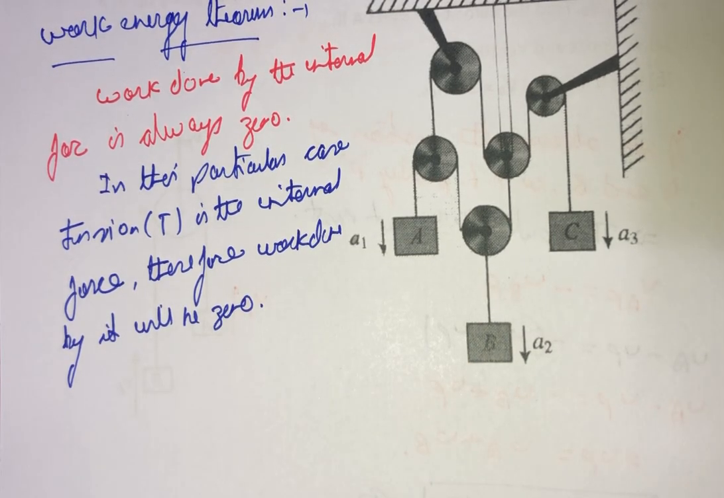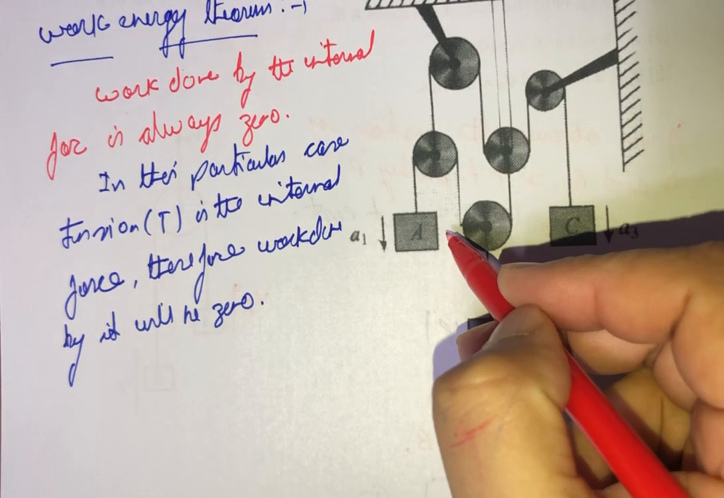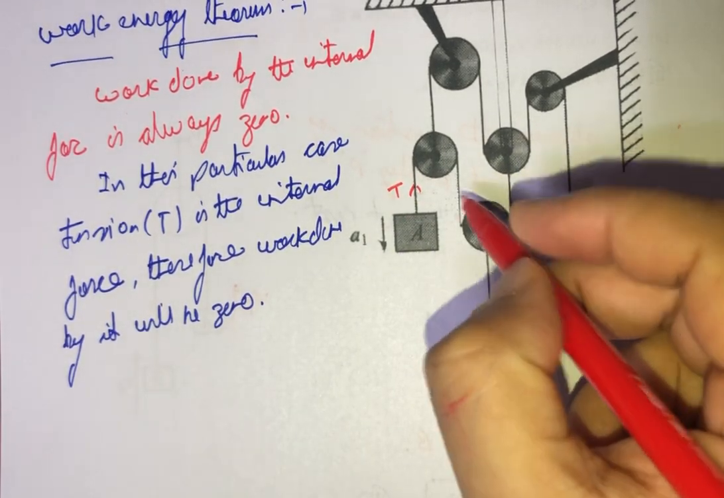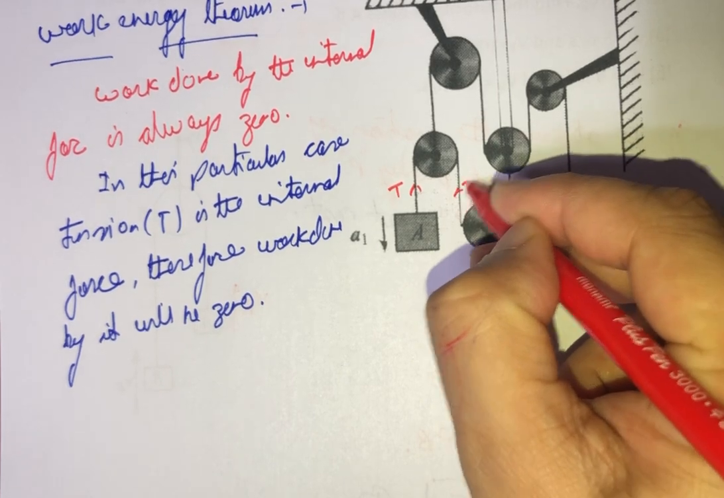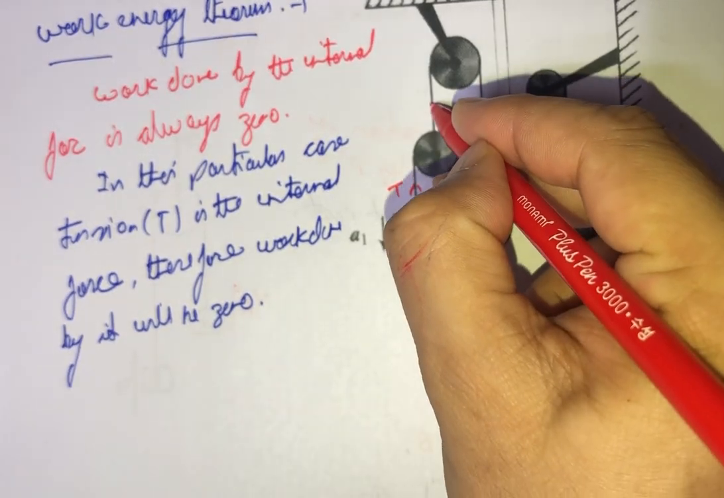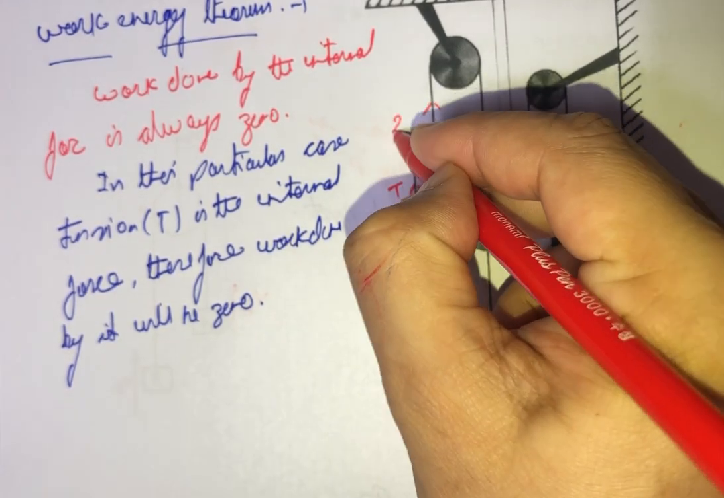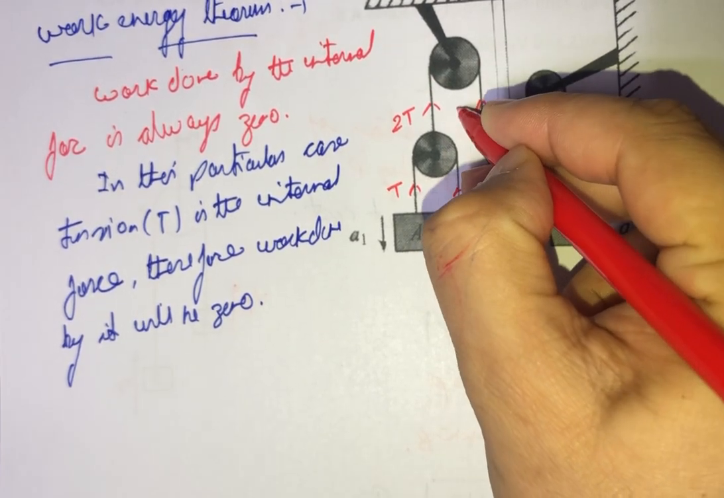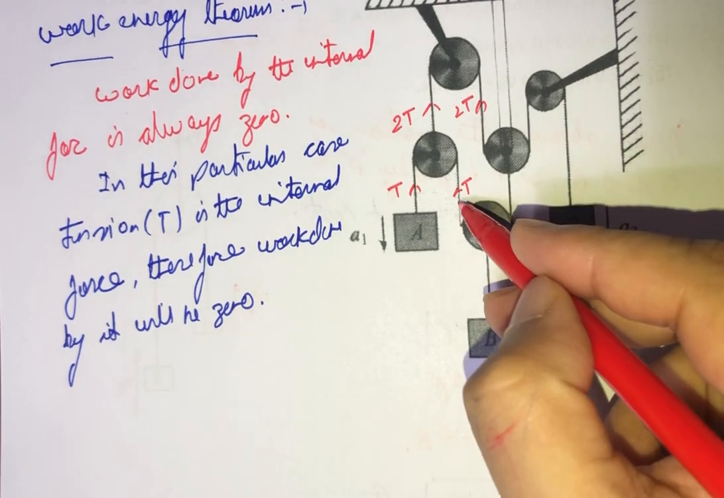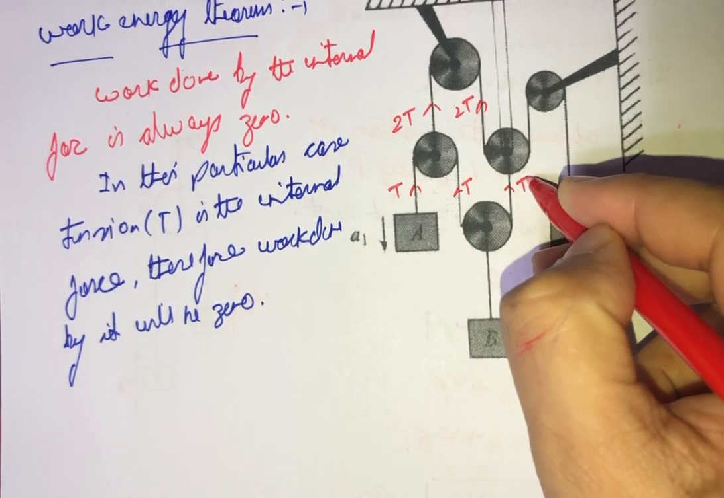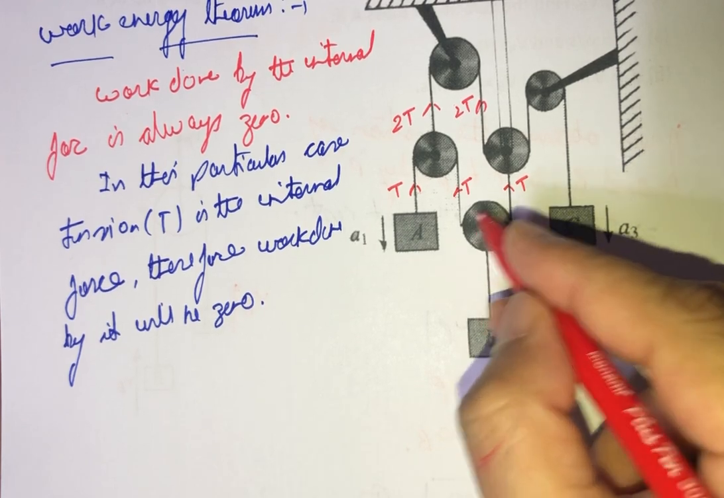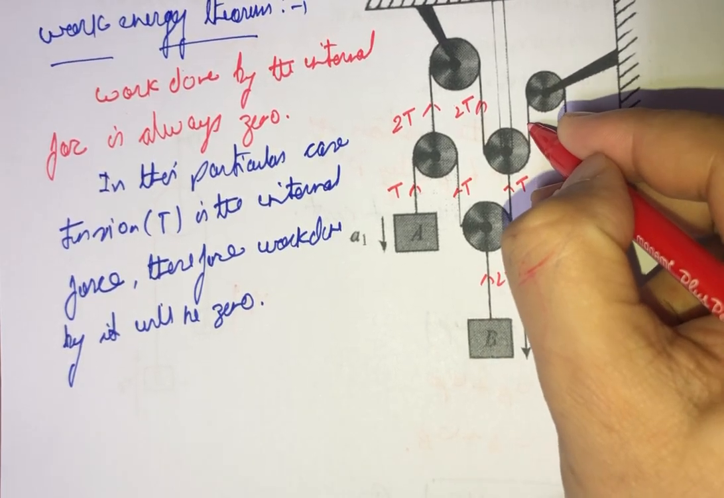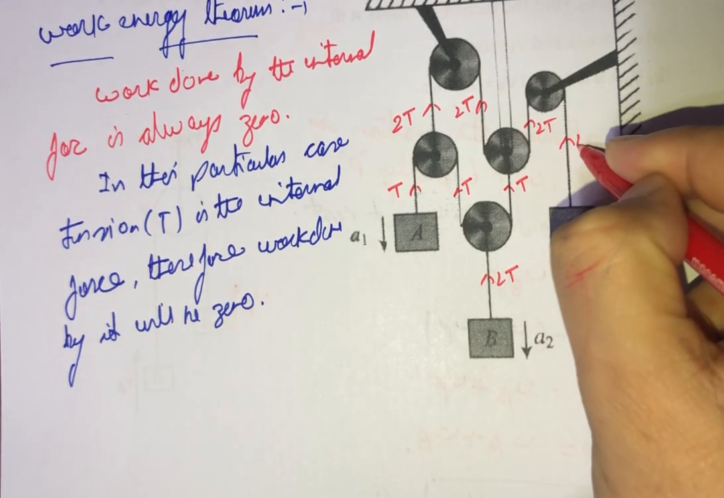So in this case, for the A object, tension T is acting in the upward direction. This is the same string, so here also T will be acting in the upward direction, and here we will get a summation of T and T, so this will be 2T. The same string will also be coming as 2T, and we can define this value also as T. This will be 2T, and this will also be 2T.